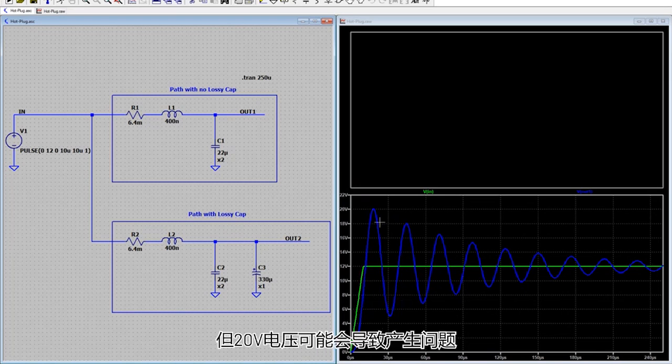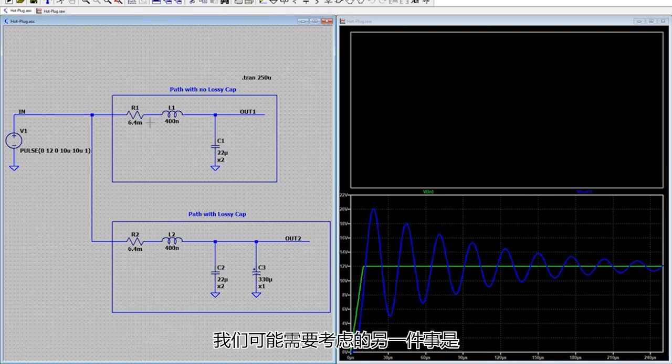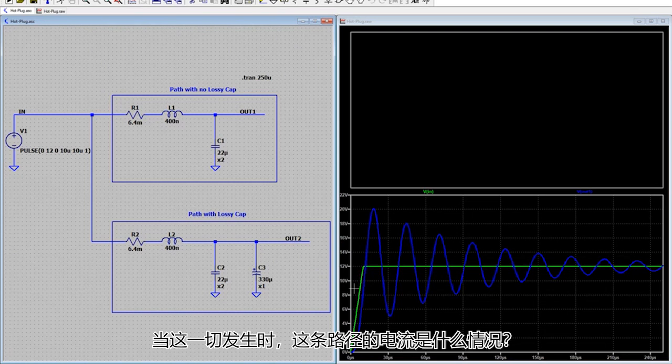But the 20 volts could be a real problem. If your input supply is 12 volts, the downstream circuits might be rated for 16 volts or something like that. And under normal circumstances, that should be fine. But in this case, if you exceed that 16-volt rating, you could damage parts. Things could blow up.